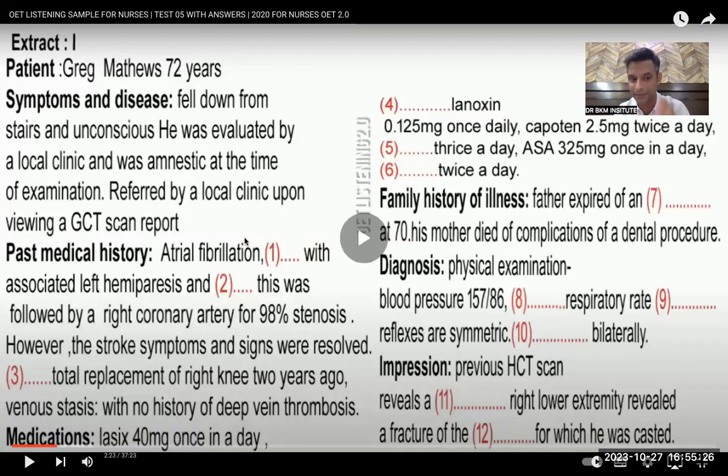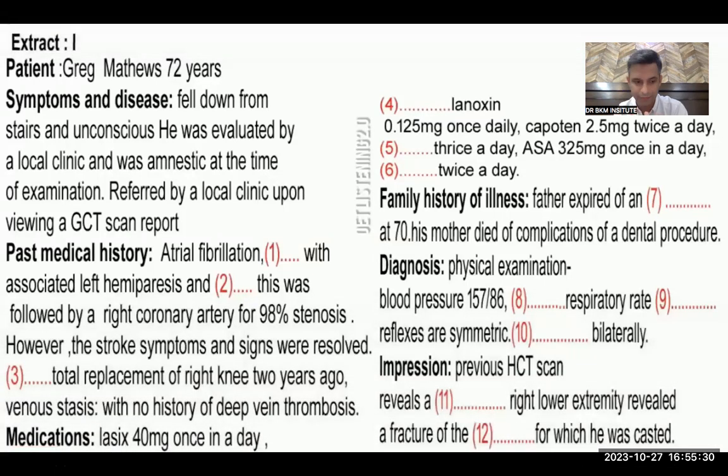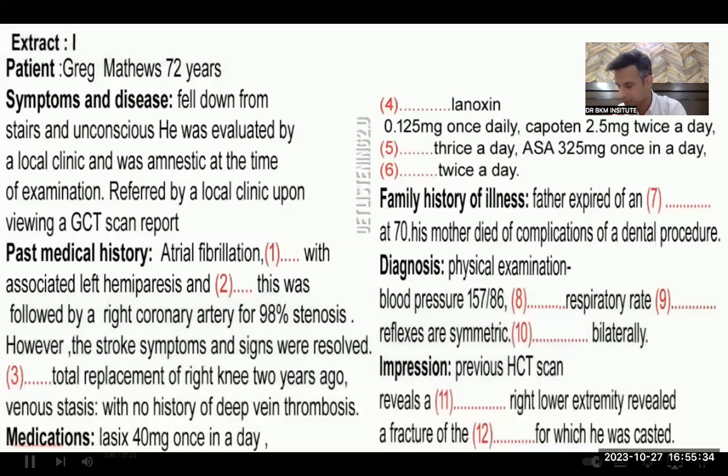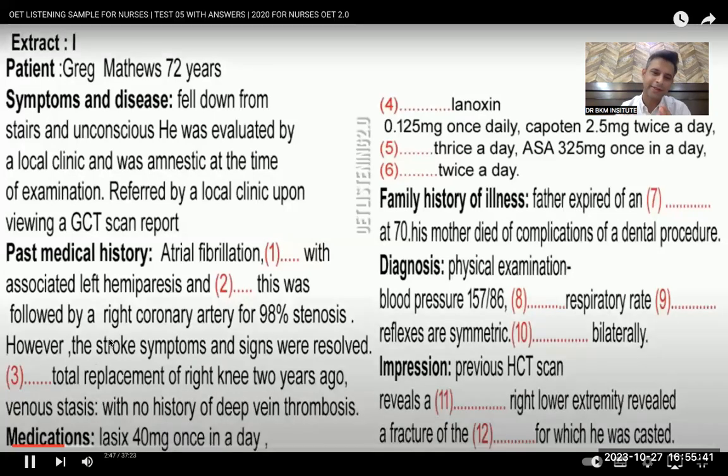Let's listen to it again. Doctor. May I know his past medical history? Well, he had atrial fibrillation for 98% stenosis. However, the stroke symptoms and signs were resolved. Degenerative joint disease, total replacement of.